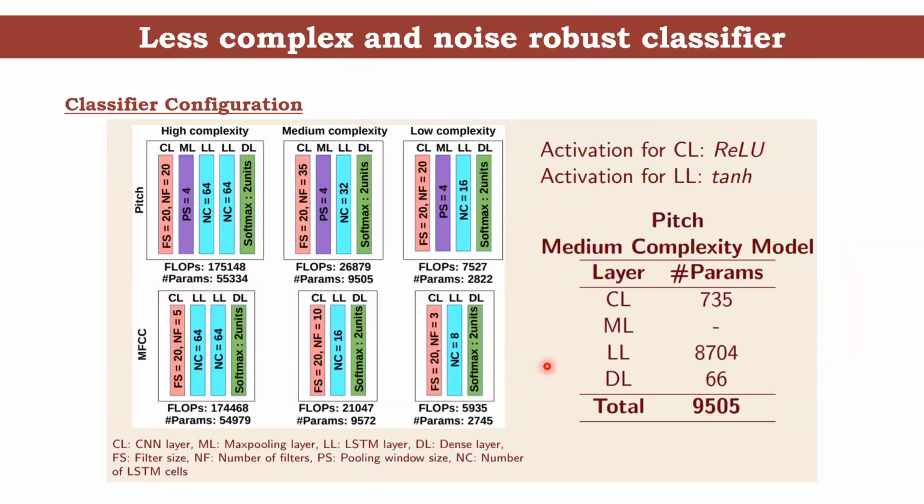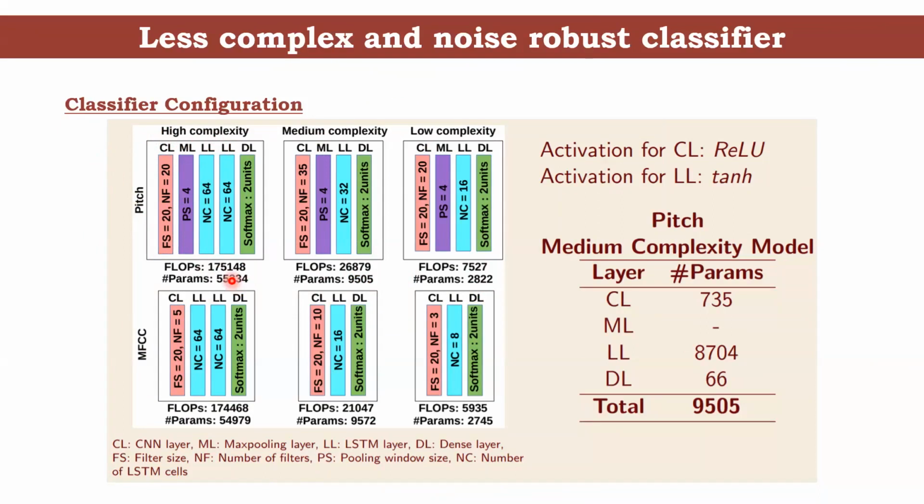What does that mean? So here is a summary of that. When we use pitch as a feature, we use three complexity networks: high, medium, and low, and the number of parameters are 55,000, 99,000, 2,000, or 3,000, right? So what are the networks? There is a convolution layer followed by max pooling, then an LSTM layer, another LSTM layer, and a dense layer, right? And it shows all the details of those to give these parameters.